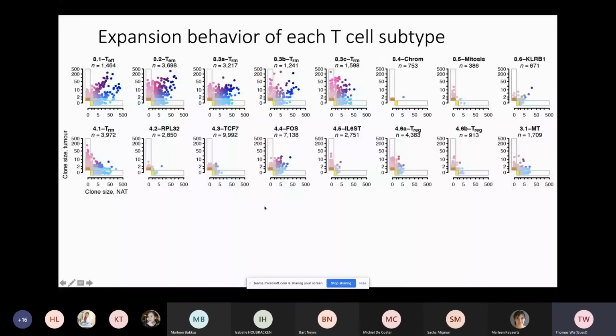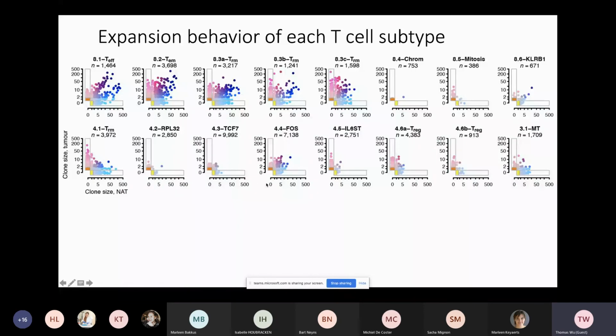And you can see this in a different way by this plot. Here I'm showing, as we saw before, the clone size in the NAT, clone size in the tumor. And you can see that these CD8 T cells have a lot of the dual expanding clones, but there's also this predominance in the resident memory of this tumor expansion you can see here, especially in the CD8, what we call the 8.3C type. And you see largely across CD8, CD4s that there's no expansion.